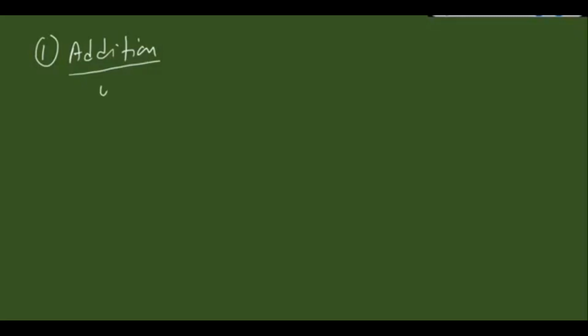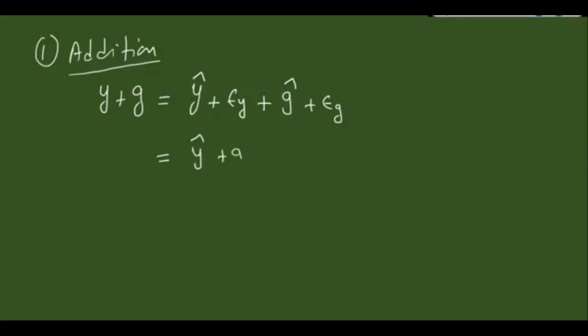So let's say I am interested to compute y plus g. These y and g belong to the last slide. So in other words, whenever I want to compute, instead of y, I can write y cap plus epsilon y, plus g cap plus epsilon g. If I look at this part, I can clearly see y cap plus g cap can be kept together because these are the approximate values of the same type, and epsilon y and epsilon g are together.